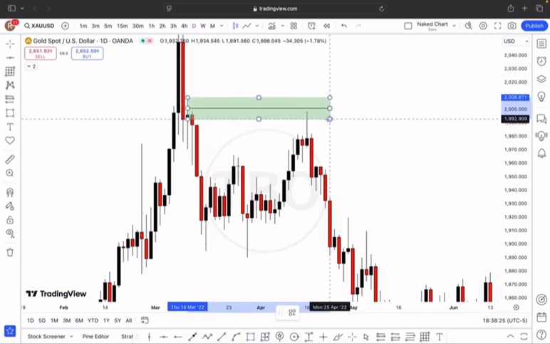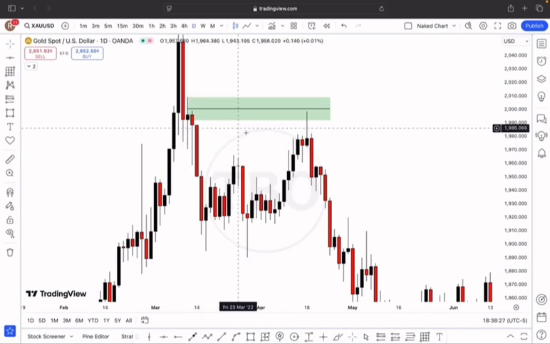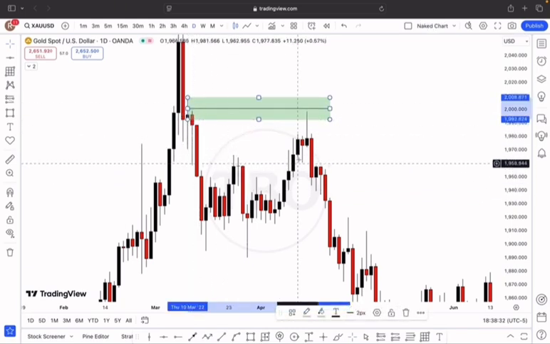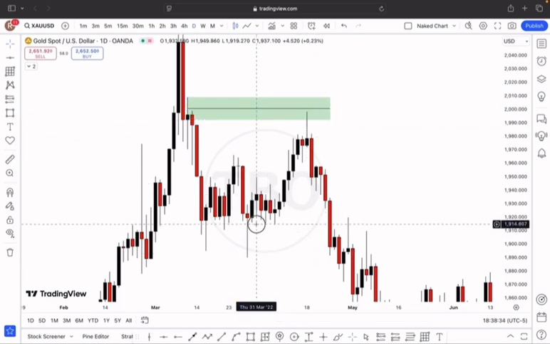All right. So when it's this big, I sometimes use the body. So as you can see, price came back to the body, tapped, and dropped.